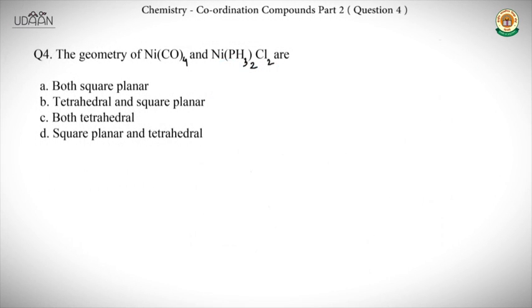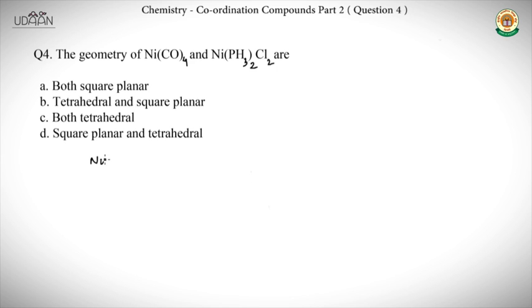So in question number 4, we are now asked to find the geometry of two coordination compounds. Let's see how we should approach the problems related to finding geometry and the hybridization of these compounds. In this question, we've been given two compounds. First, we need to find out the configuration for Ni(CO)4.